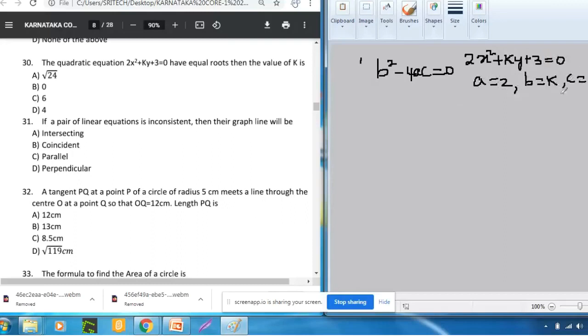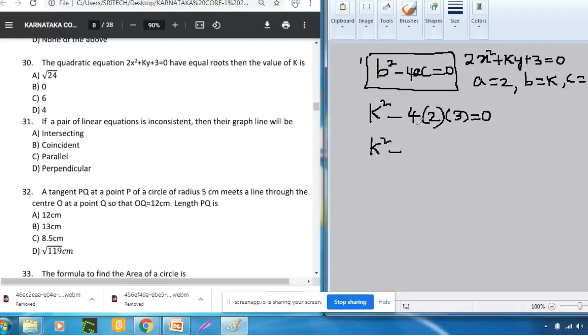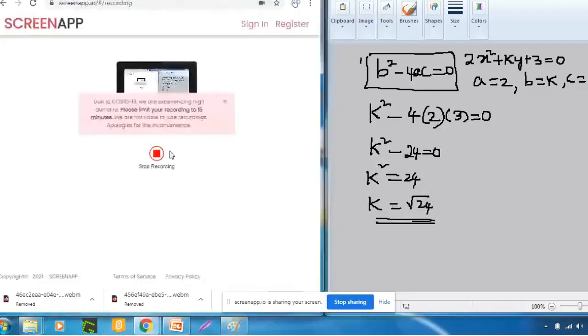We are going to replace the a, b, c values in the discriminant formula. So b square, b is k and b square will be k square. I'm going to replace the value of a as 2 and c as 3, which is equal to 0. K square minus 4 2s are 8, 8 3s are 24 is equal to 0. K square will become 24 and k will be root 24. Correct option for this question is A, root 24.